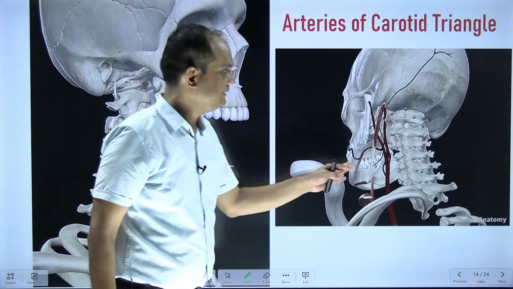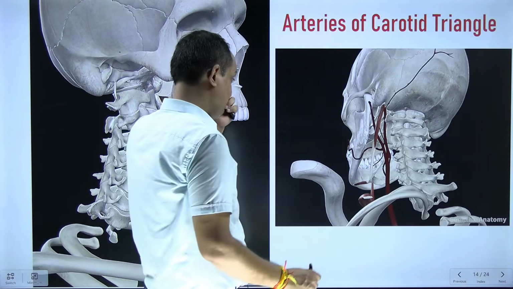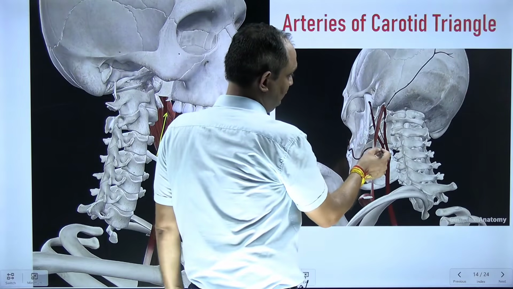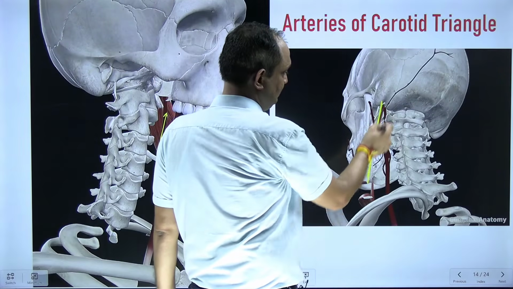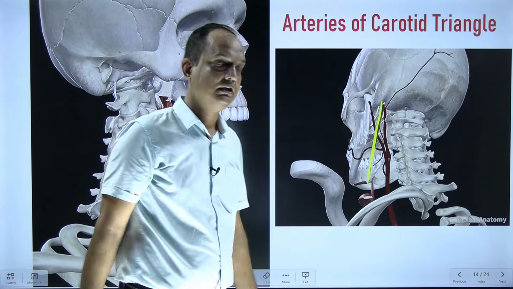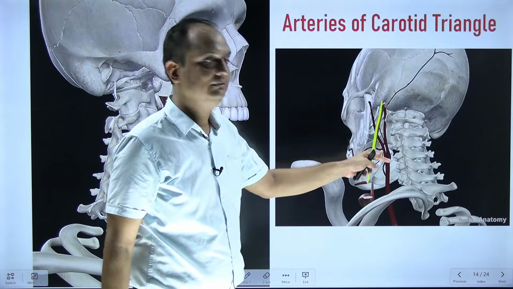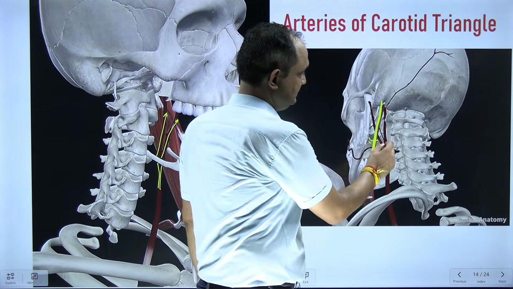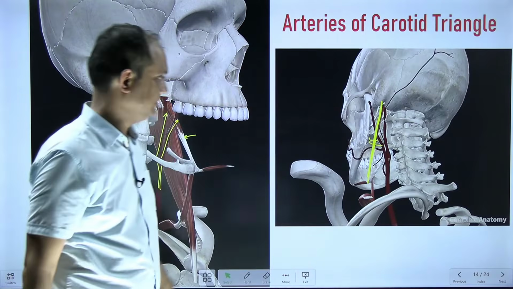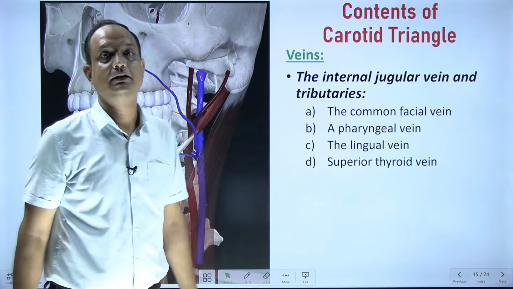Now here in this image you can see different branches of external carotid, and you have to keep this in mind that as the external carotid itself lies deep to the posterior belly of digastric, whatever arteries arise from the external carotid in the upper part, they arise deep to this posterior belly of digastric. Now the next content is the vein.